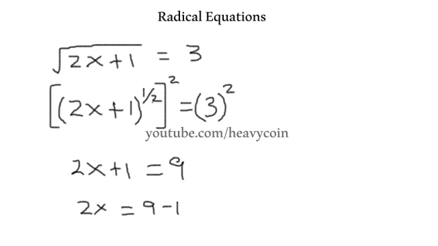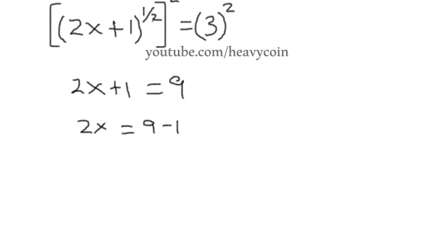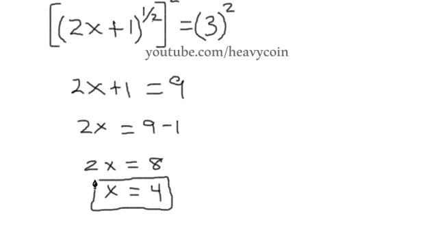Bringing the 1 over to the right, we're now just left with 8. So we have 2x is equal to 8, x is equal to 4. So that's our solution to our equation.